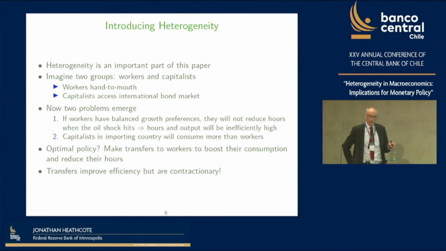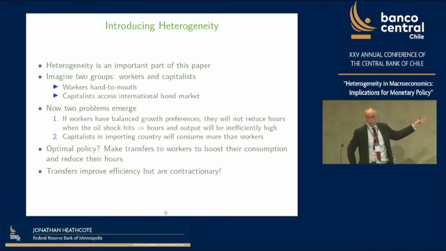Okay, so now the same shock, a reduction in the foreign oil supply. These workers, if they have balanced growth type preferences, they're not going to reduce their hours no matter what happens to the prices that they face. And so in this model with these two types of agents, hours and output are going to be too high when the oil shock hits.